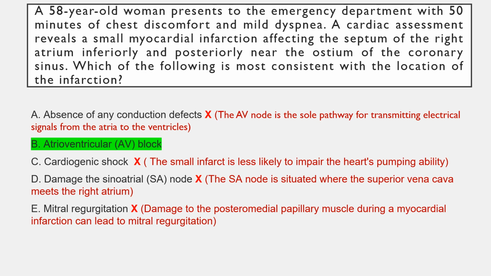Option C is incorrect because cardiogenic shock occurs when the heart is unable to pump blood effectively, leading to severe hypotension and inadequate tissue perfusion. It is typically caused by significant damage to the heart muscle, especially in cases of large myocardial infarctions where there is a substantial loss of myocardial function. The small infarct, which is mentioned in this question, is more likely to affect the AV node, leading to conduction abnormalities rather than severely impairing the heart's ability to pump blood.